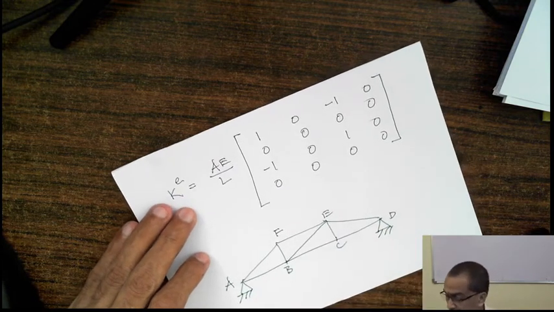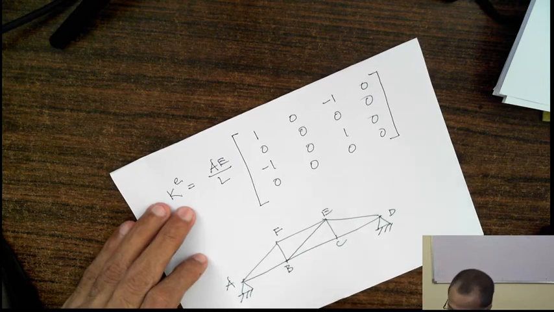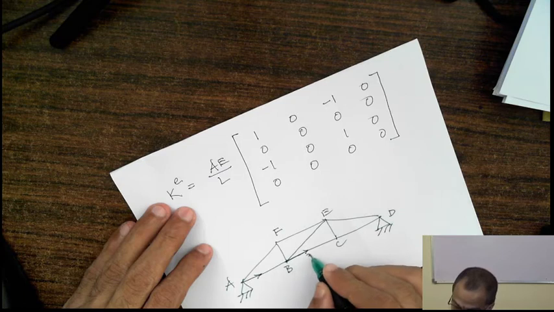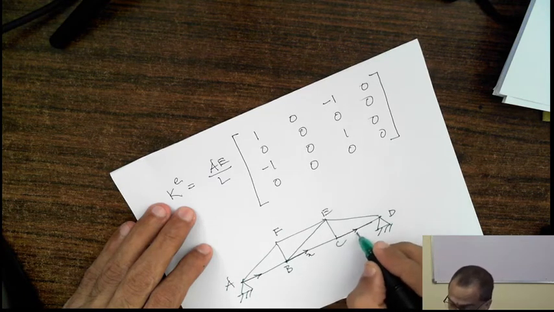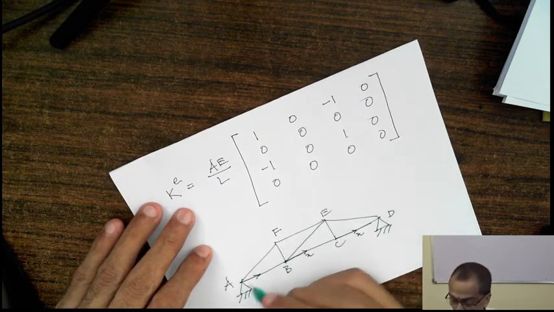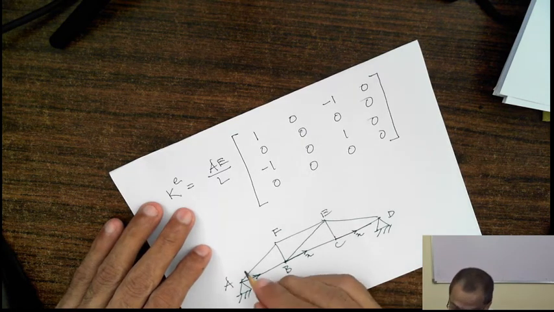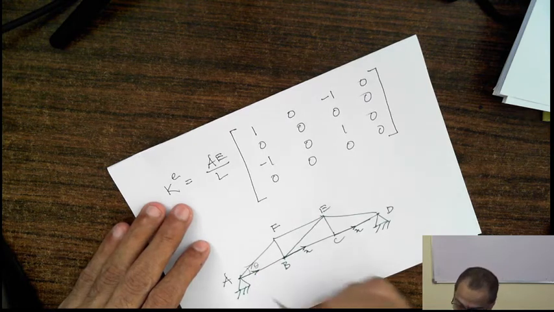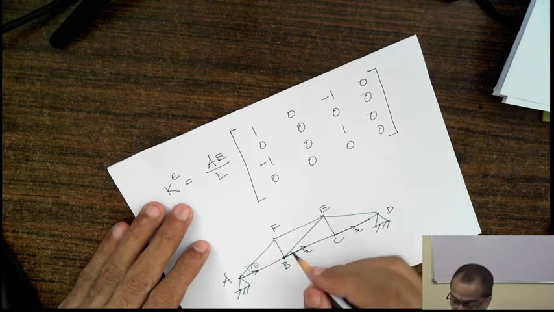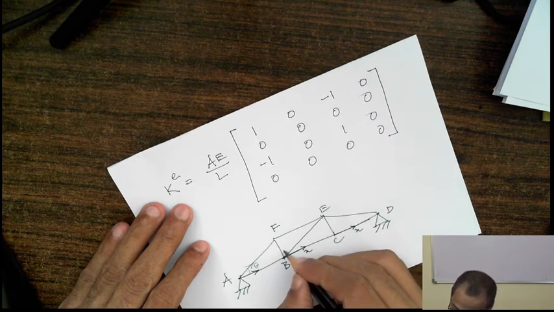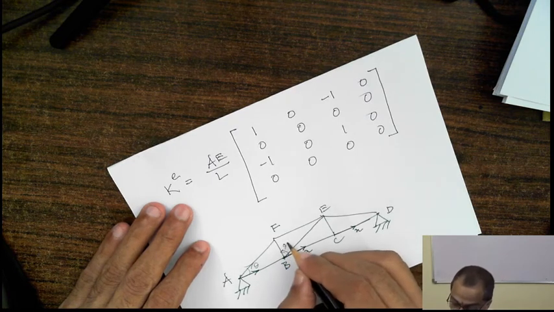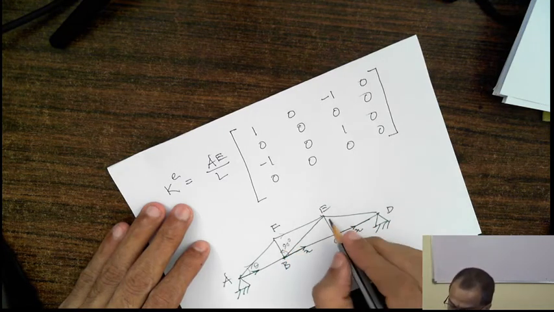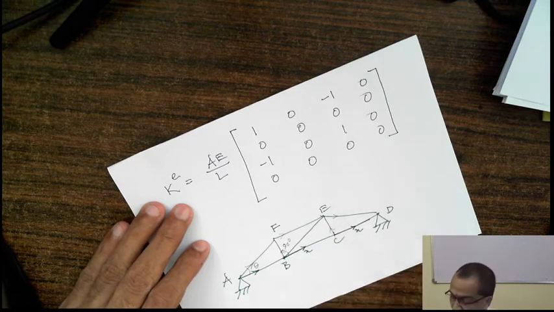Now I know the x-axis of the AB element is oriented like this. The x-axis of the BC element is oriented like this. The x-axis of the CD element is oriented like this. But what about the x-axis of the AF element? The x-axis of the AF element is oriented at an angle theta with respect to the x-axis of the AB element. The x-axis of the BF element is oriented at an angle of 90 degrees with respect to the x-axis.